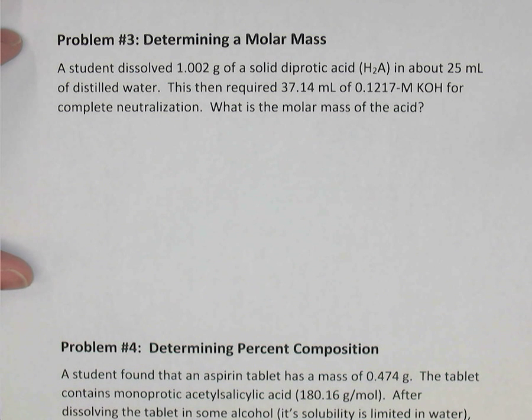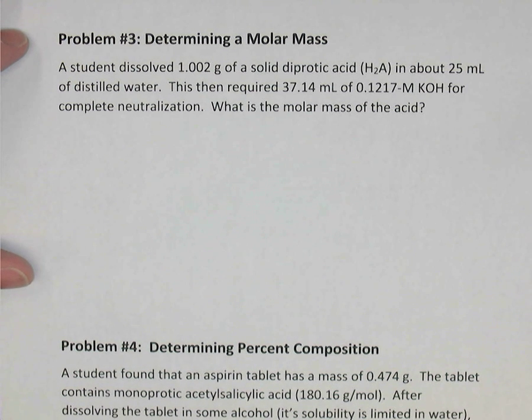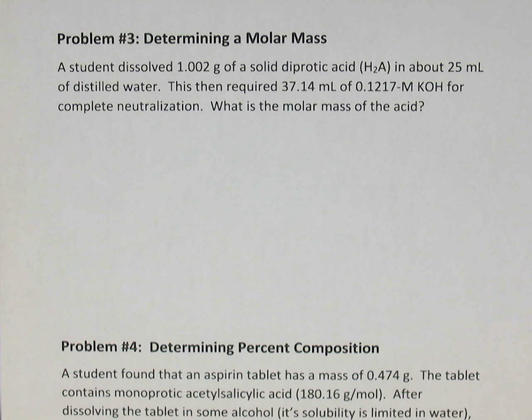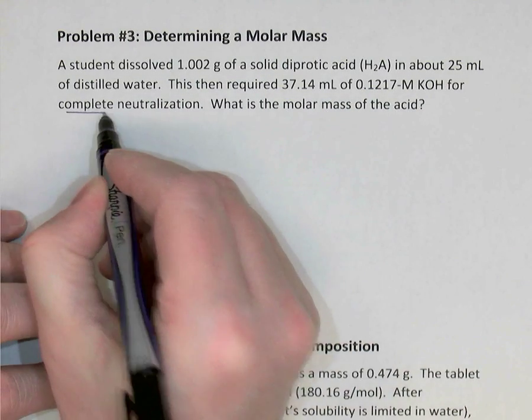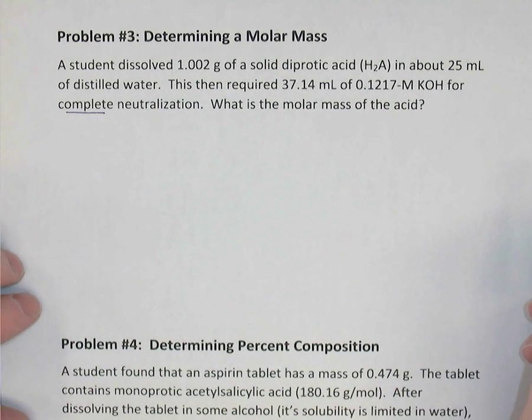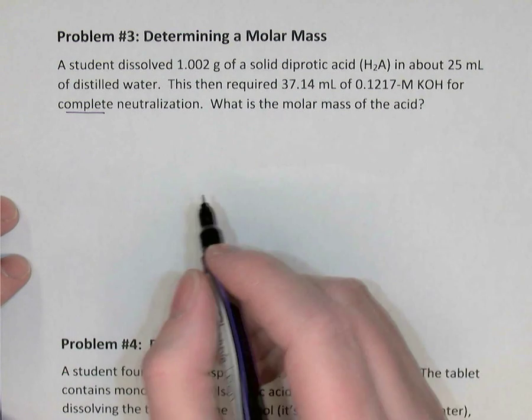So we've got 1.002 grams of a diprotic acid dissolved in about 25 mL of distilled water. It needs 37.14 mL of 0.1217 molar potassium hydroxide for neutralization, and again, complete neutralization. What is the molar mass of the acid?